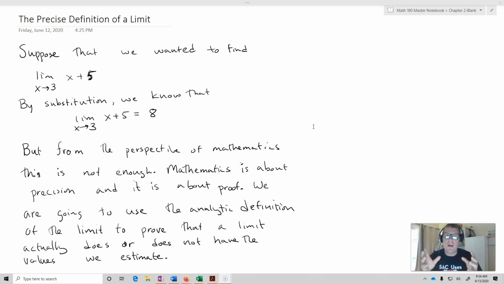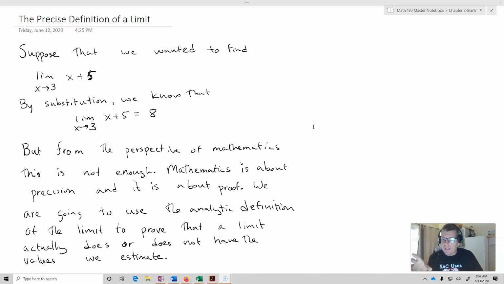So let's suppose that we wanted to find the limit as x approaches 3 of x plus 5. By substitution, we know that the limit as x approaches 3 of x plus 5 is going to equal 8. Okay, simple. You plug in 3, 3 plus 5 is 8. But from the perspective of mathematics, that's just not enough. Mathematics is about precision and it is about proof. So we're going to use an analytic definition of the limit to prove that a limit actually does or does not have the value that we estimate or believe.